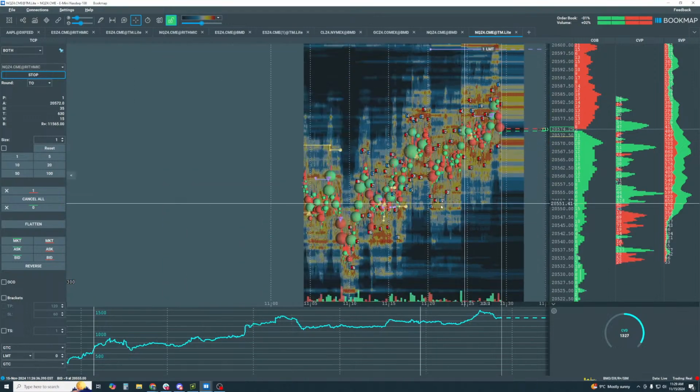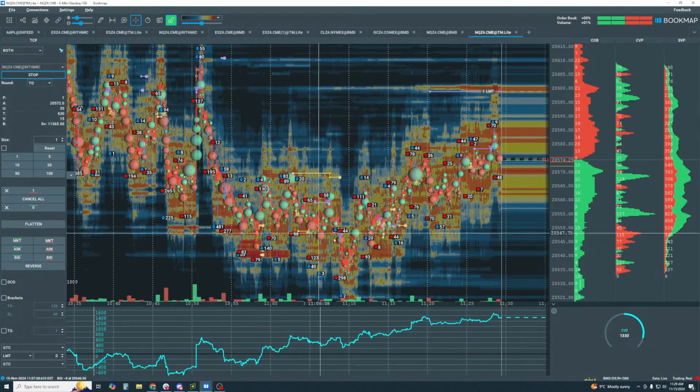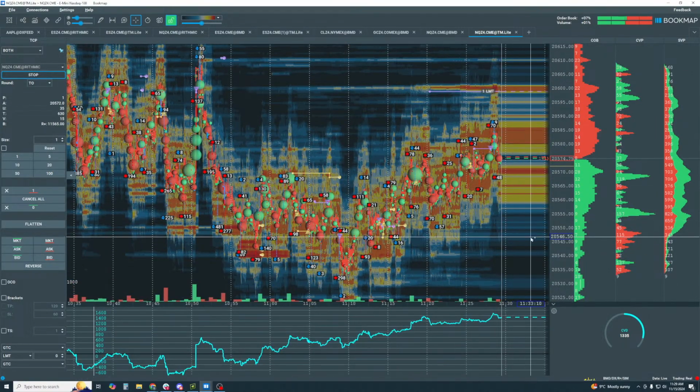Okay, now this head and shoulders kind of reversal type pattern in here may fail, and we know how to deal with it as well.